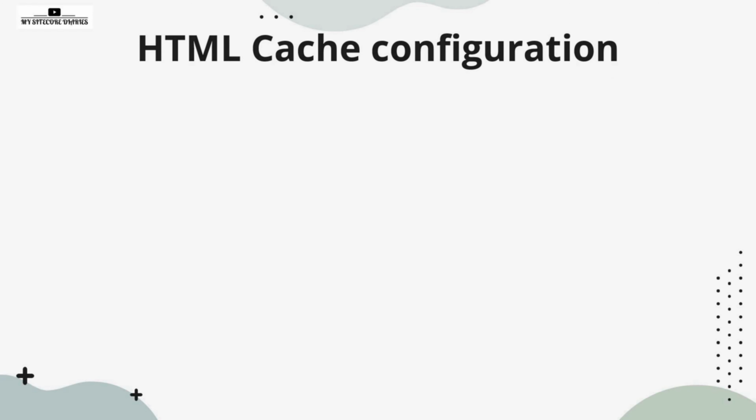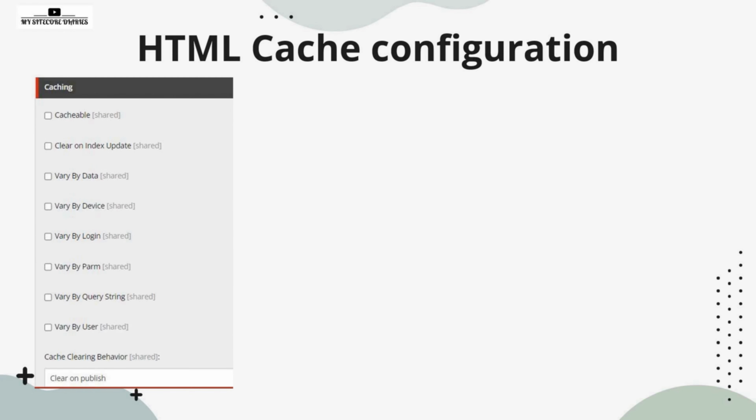Then let's talk about the HTML cache configuration. HTML cache is basically applied at the component level. So whenever you open a component, you will see a few configurations like this in the caching section. There are different options provided for each rendering. Whenever you add a rendering, at the rendering level you will have these many options. So let's see one by one what these options are.